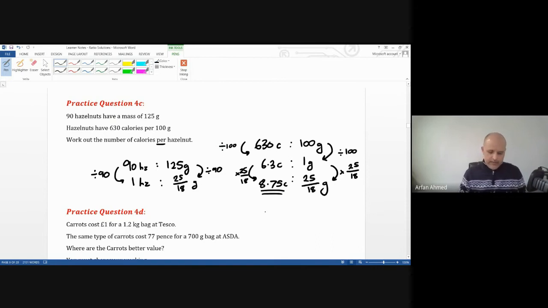If you don't get that answer, you've gone wrong somewhere. You've probably rounded this bit here, which is technically a recurring decimal. So yeah, if you start rounding things halfway through, then your final answer is going to be slightly off, and it obviously will be wrong. So yeah, try not to round things and just use exact values.